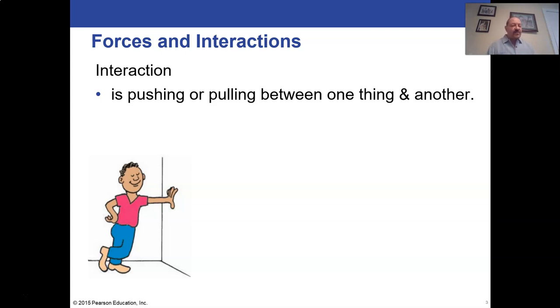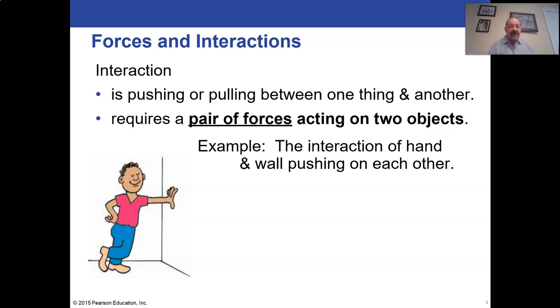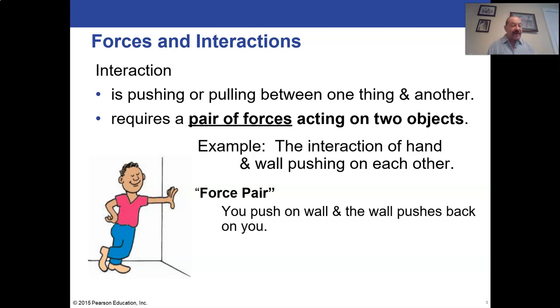So forces and interactions. An interaction is basically a force. It's a pushing or pulling between one thing and another. And in every force, every action will require a pair of forces acting between two objects. So anytime there's an interaction between two objects, your hand on a wall or your feet on the ground as you're walking, it's always a pair of interactions. The interaction of your hand pushing the wall, but the wall is also pushing you back. And this is referred to as a force pair, but I'll try to call them force pairs.